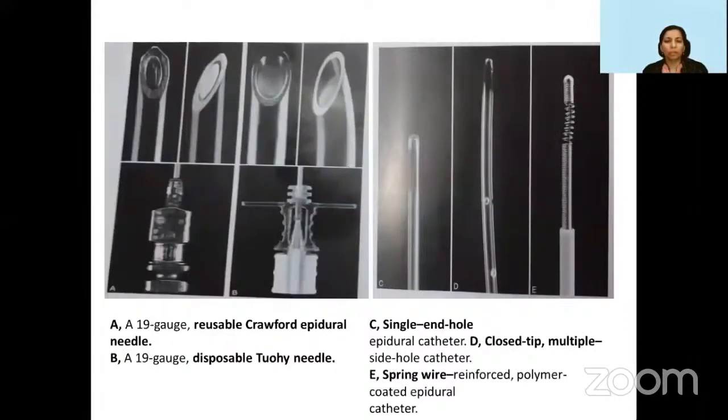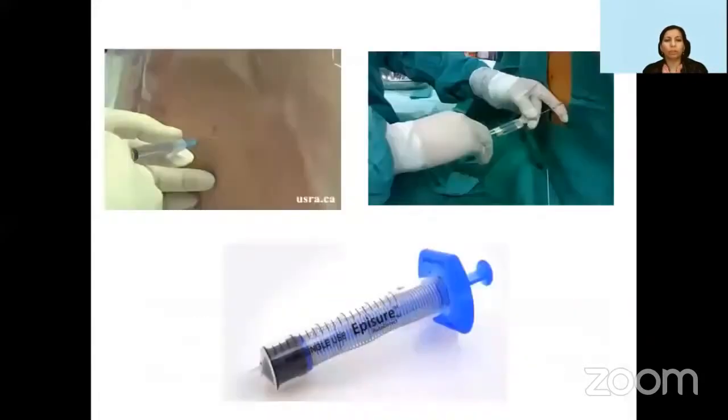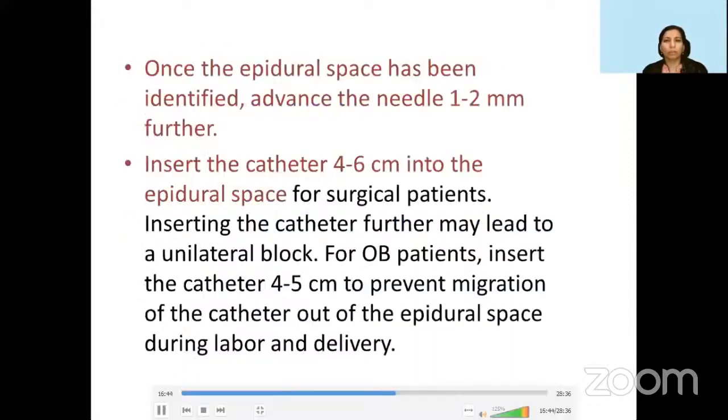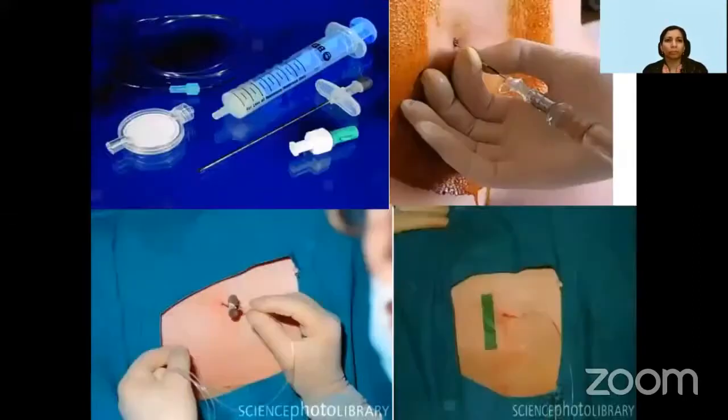So these are the epidural needles available. Commonly an 18 gauge Tuohy needle is used. This is the LOR syringe. Negative pressure techniques include the hanging drop sign, and the disappearance of resistance techniques include loss of resistance to air or saline. Once the space is identified, advance the needle a further 1 to 2 millimeters and insert the catheter 4 to 6 centimeters into the epidural space.